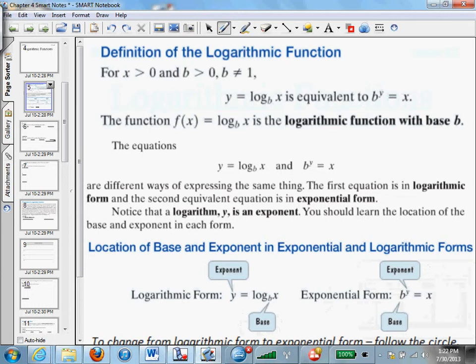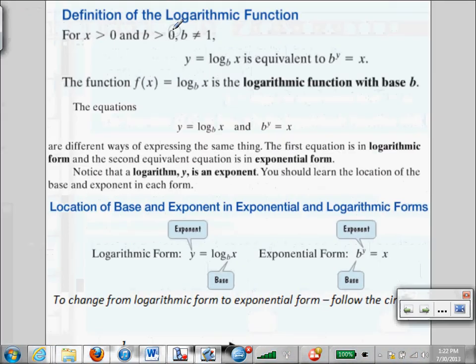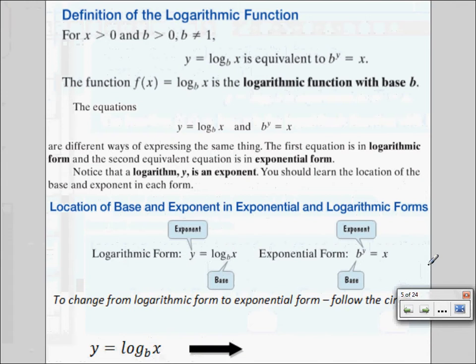So let's get started. Here's the definition of a logarithmic function, and here are some sample vocabulary words that you would like to know for the term of the course. Something interesting to take note of is that when y equals log base b of x, that is equivalent to b to the y power equals x.